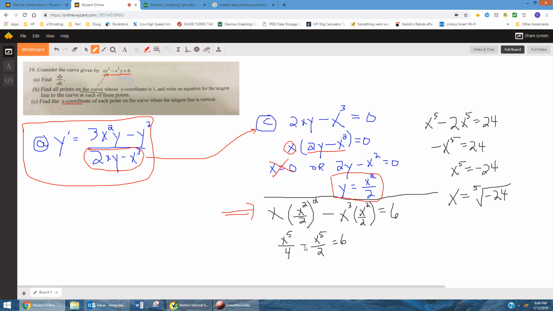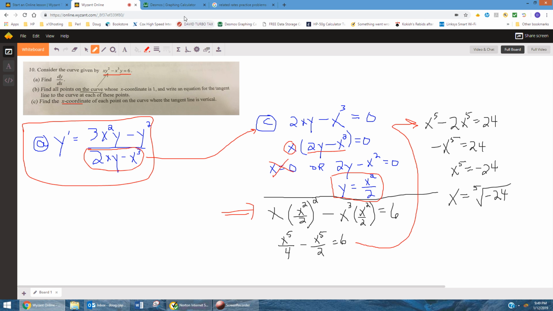I get x to the 5th over 4 minus x to the 5th over 2 equals 6. I multiply every term by 4 to clear the equation of fractions, which results in this. Combine the similar terms, multiply both sides by -1, and take the 5th root of both sides. And I get x equals the 5th root of -24.